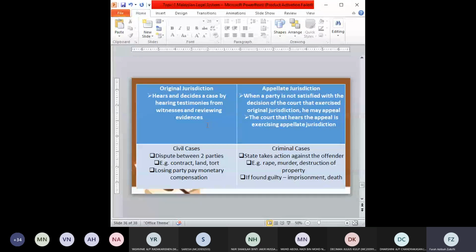So civil case is when it involves two parties, and it is not a crime. When it is not a crime, it is a civil case. Civil case is usually between a plaintiff and a defendant. The plaintiff is someone who has suffered damage, and the defendant is someone that you said had committed the wrong. So that is civil case.